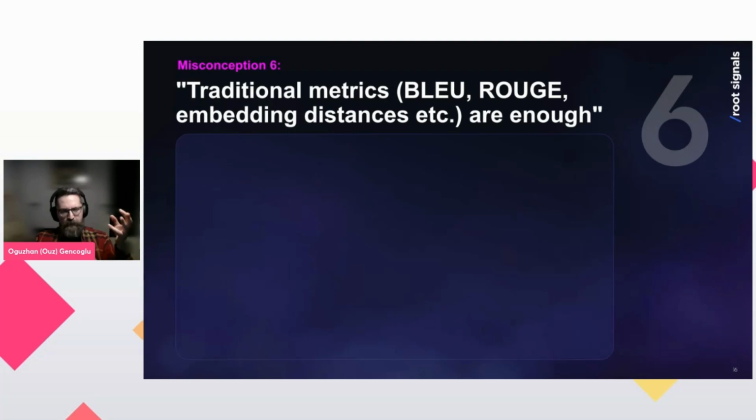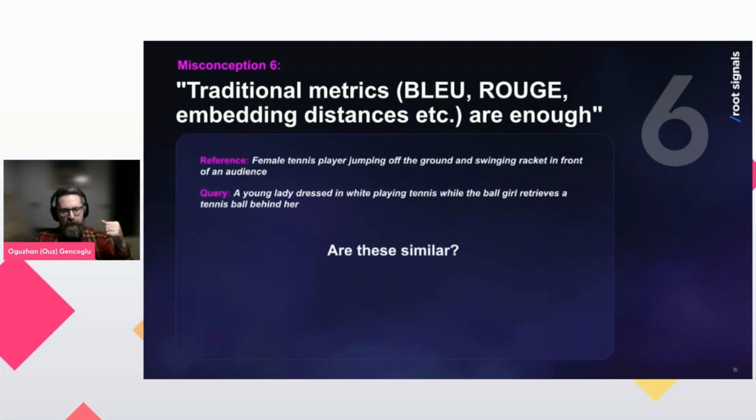Let's imagine we are comparing two texts. It can be a ground truth based thing, or it can be a similarity based thing. We would like to get the similarity of two pieces of text. The first text is: male tennis player jumping off the ground and swinging racket in front of an audience. And the second text that we are trying to compare is: a young lady dressed in white playing tennis while the ball girl receives a tennis ball behind her. Now, are these sentences similar? Well, it depends on the context.